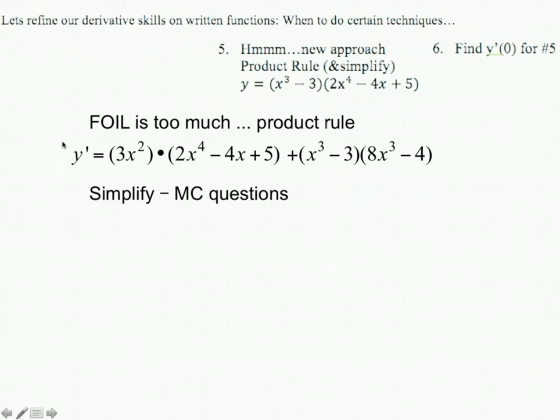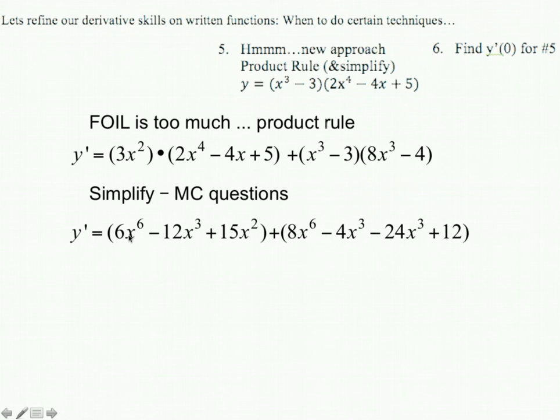So let's just simplify it to see what it is. I'm going to distribute 3x squared in that first expression, and then I'm going to go ahead and FOIL this out, and I'm going to combine my terms. So I combined my powers of 6, I combined my powers of 3, and I had a power of 2 that I didn't have anything to combine with, and then I had my 12. So at this point, this is the answer to number 5, and if this were a multiple choice question, this is what you would see as the answer choice.